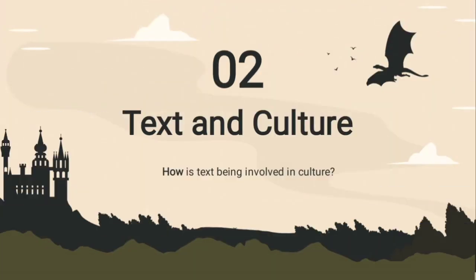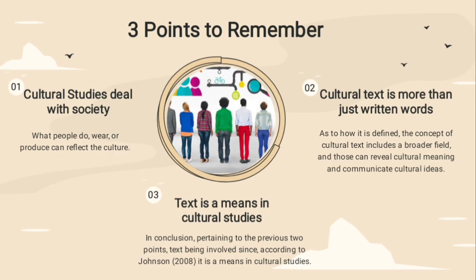Now, for the second part, I will explain about text and culture. You may be wondering how can text engage in culture? So, there are 3 points that we need to remember. First, cultural studies itself deal with society, so it cannot be separated from people, and what things that people do, wear, or produce, as all of these things can reflect the culture.